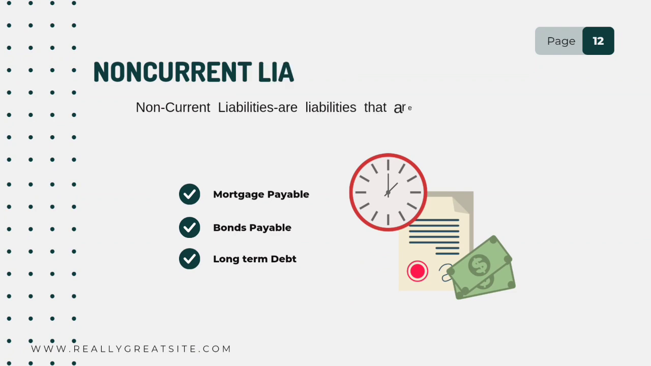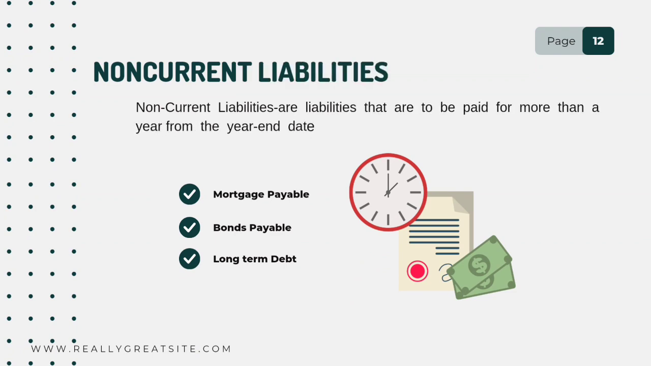Next is non-current liabilities. Non-current liabilities are liabilities that are to be paid for more than a year from the year-end date. Non-current liabilities are also known as long-term financial obligations that are not due within the following 12 months period, which means you can pay it over more than a year. And these examples are bonds payable, mortgage payable, long-term debt or long-term loan.